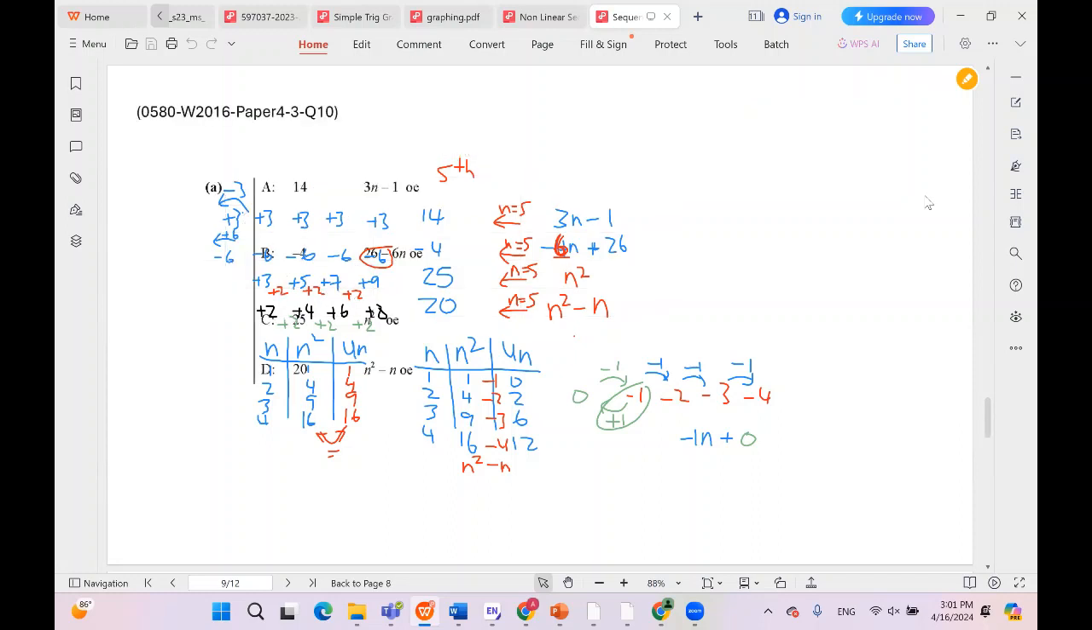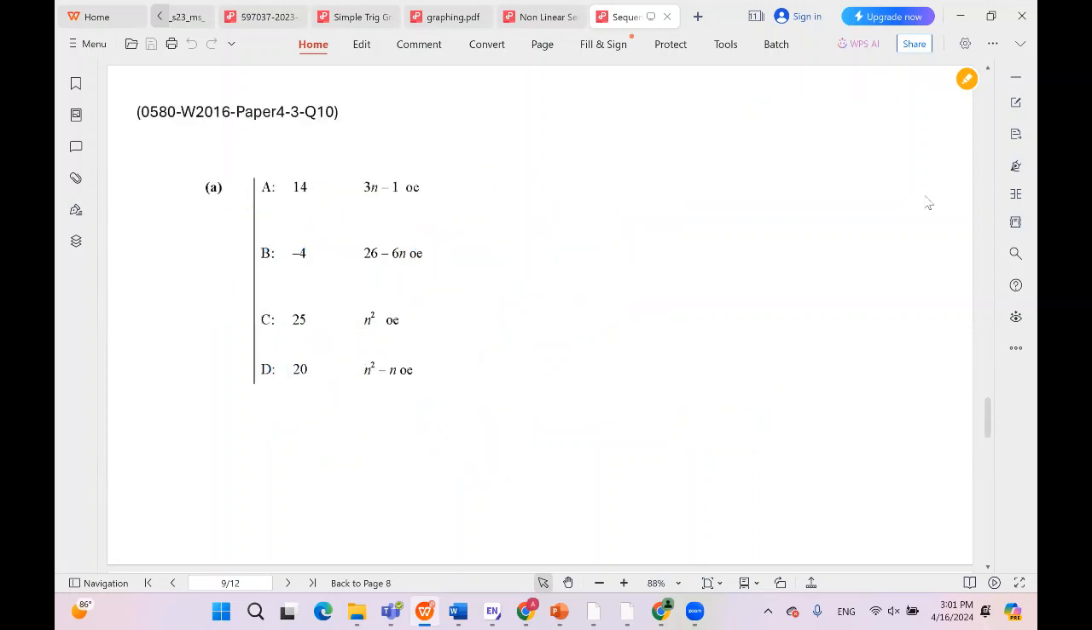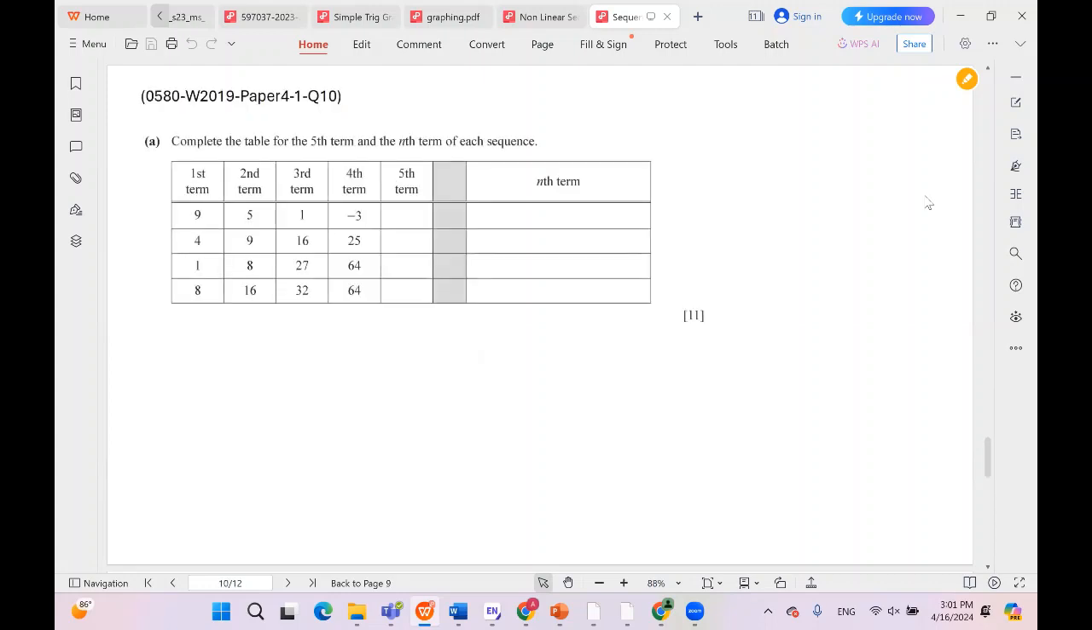And we're expecting now to have the correct answers since the columns match, and indeed we do. So we're going to move on to the final question in this video. Complete the table again for the fifth term and the nth term of each sequence. So one final time, we have a sequence here, 9, 5, 1, -3. This is -4 in all of them.